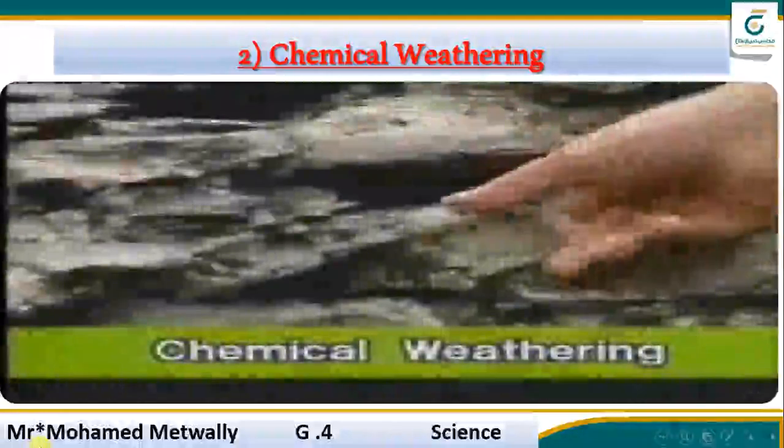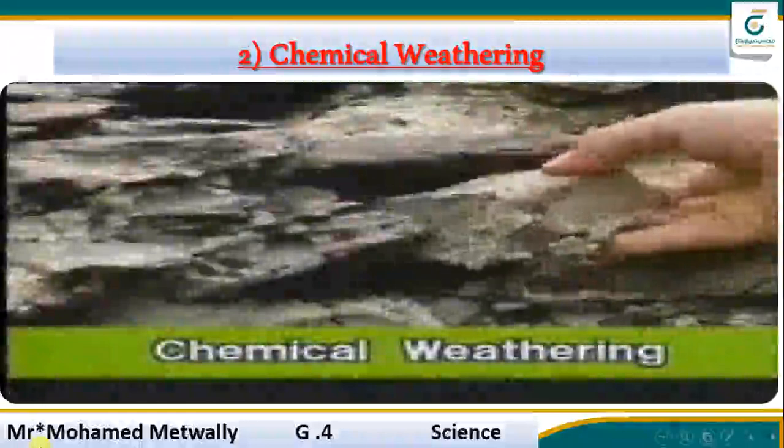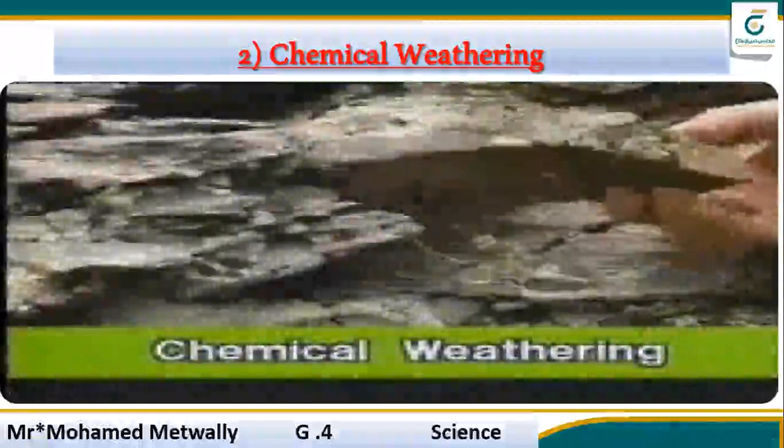The second type here of weathering is chemical weathering. So, as usual, we have to watch this video. In this video, we are going to explore what is chemical weathering. So let's start and watch carefully. The second kind of weathering is called chemical weathering.